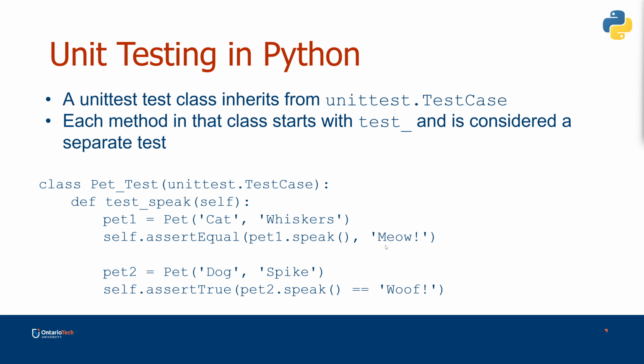Here's another test. I'm just doing something different just to show you a different assert, but I'd probably be consistent about it. But here I create another pet, which is a dog, and the dog's name is Spike. But in this case, instead of doing assert equal, I say assert true. Assert true only takes one argument, and that argument has to be true. And so I'm going to use a Boolean expression here, which should evaluate to true. If it doesn't evaluate to true, then this assert is going to fail, just like the assert equals fails if the two values aren't equal.